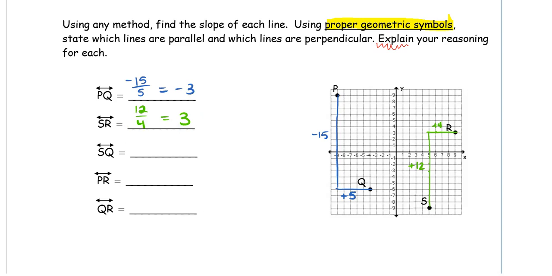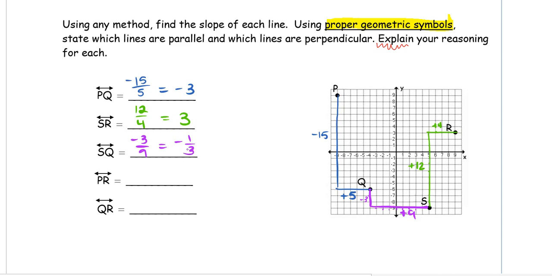Next one, we got SQ. And you don't have to go from S to Q or Q to S. It doesn't matter. It's going to end up being the same answer in the end anyway. So if I go from Q to S, I'm going down 1, 2, 3. Ooh, down means negative, right? From here, we go 1, 2, 3, 4, 5, 6, 7, 8, 9. Right means a positive 9. So I've got a negative 3 over a positive 9, which gives me a negative 1/3.